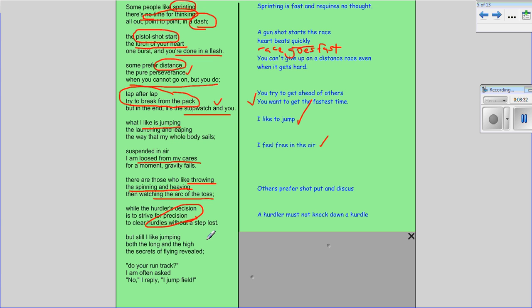So here in our next stanza, we see the author, or the narrator, making their own point. "But still, I like jumping, both the long and the high, the secrets of flying revealed." So here, the narrator is just saying, I like to jump long and high. And then, in our next stanza: "Do you run track? I'm often asked. No, I reply, I jump field." So here, what is the author saying? Well, the author is pretty much just saying that they jump. They don't run, but they do the jumping events.